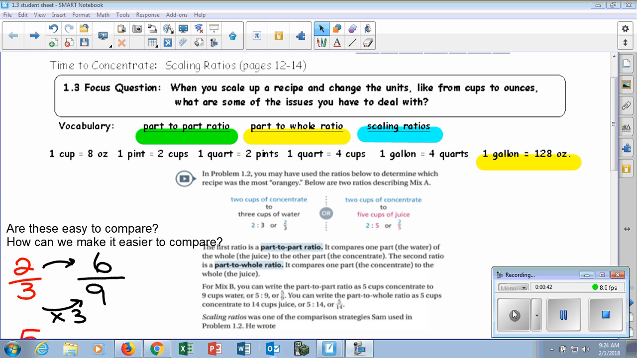And underneath that we also have some conversions, like 1 cup equals 8 ounces. 2 cups equal 1 pint. 1 quart equals 2 pints. 1 quart equals 4 cups. 1 gallon equals 4 quarts. 1 gallon equals 128 ounces.